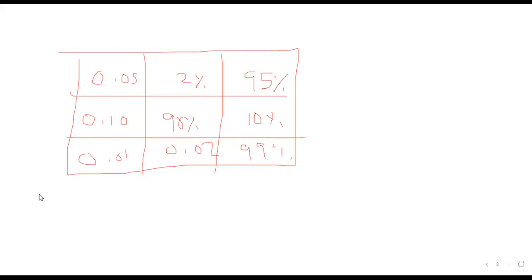For 0.05, what is our Z here? 1.96. What is our Z here? That's 2.33. What is our Z here? 1.96. What is our Z here? That's 1.645. Yes. Or we can even use 1.65. It's okay. Or we can use 1.64. They're all acceptable.